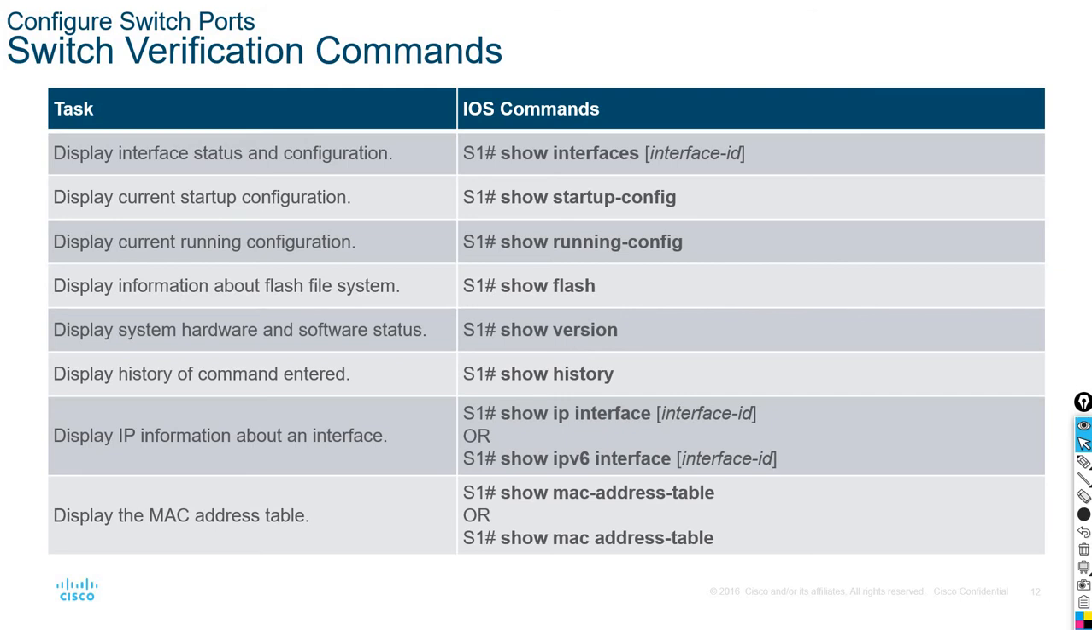To display the history of commands entered, the show history command is used. To display IP information about the interface, show ip interface ID, or for IPv6 we can use show ipv6 interface ID. To display the MAC address table, we are using the command show mac address-table or show mac-address-table. You can write either way.